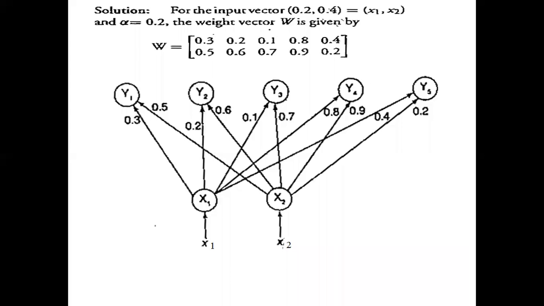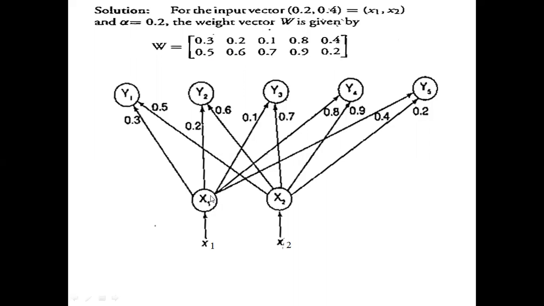First, we draw the picture based on the input vectors. What are the input vectors that are given? X1 and X2, the values are 0.2 and 0.4. And the learning rate, that is alpha, is 0.2. And what is the weight vector W? In the first row the weights are 0.3, 0.2, 0.1, 0.8, 0.4. And in the second row, 0.5, 0.6, 0.7, 0.9, and 0.2.